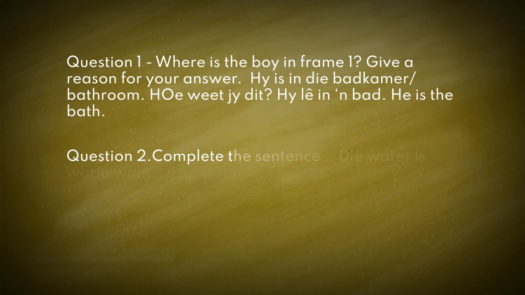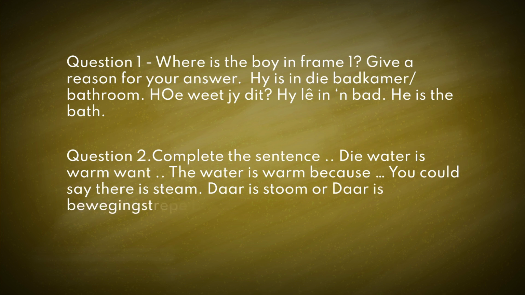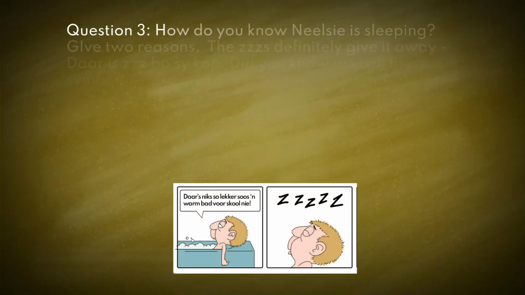Question 2. Complete the sentence. Die water is warm, want. The water is warm because. You could say there is steam, daar is stoom, or daar is bewegingsstrepe bo die water. Yay, we used bewegingsstrepe.